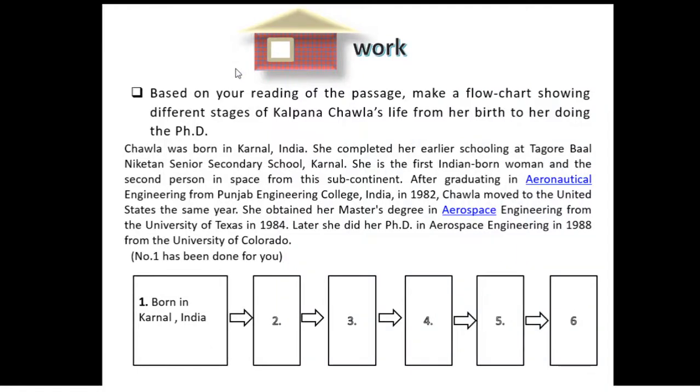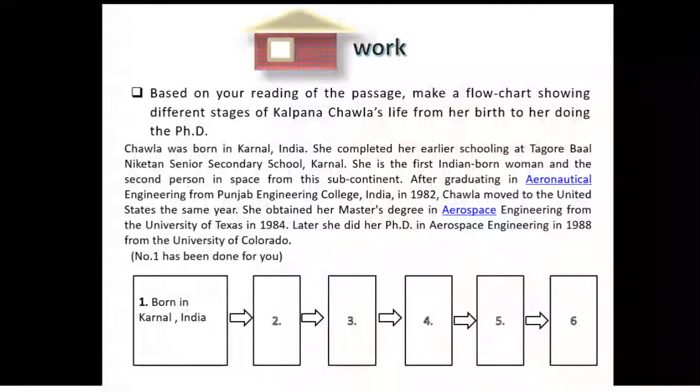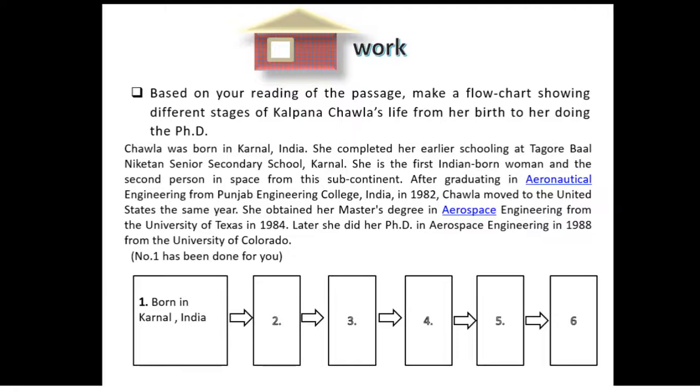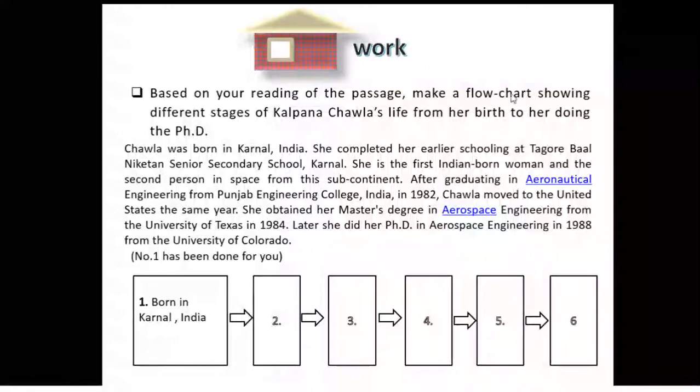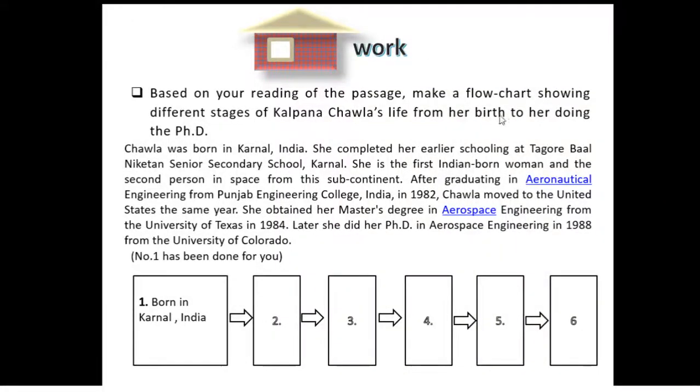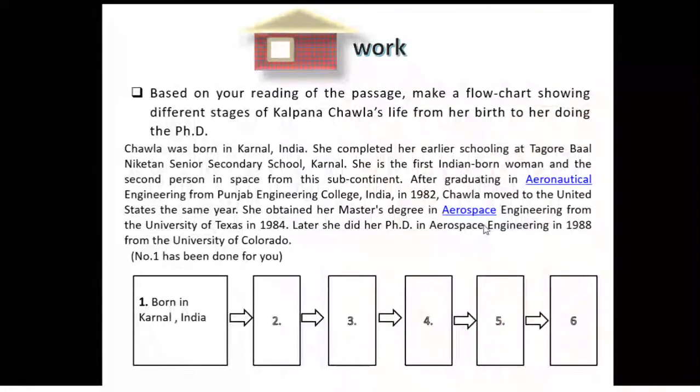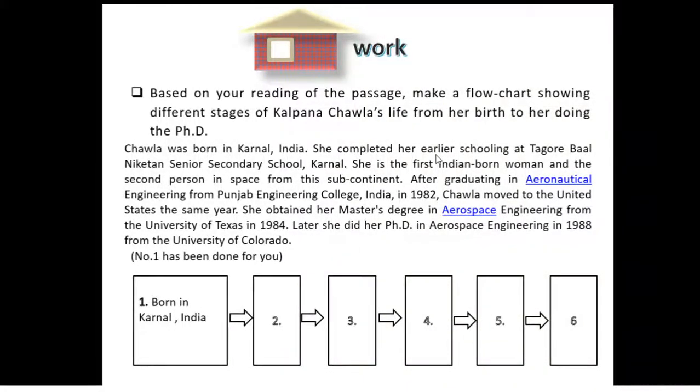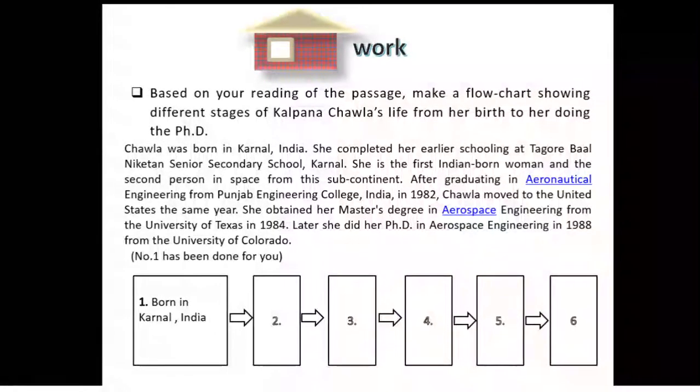As in the previous question, we have got the information from Valentina Tereshkova's birth to her selection as a cosmonaut. So, in the same way, from her birth to her doing the PhD, she overcame different stages of her life, and you will make a flowchart on the basis of this question, and the question is almost the same. I hope you will be able to make a flowchart on the basis of this question easily.